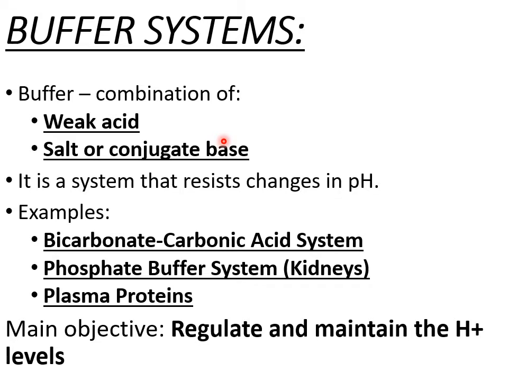And to help the buffer system, meron tayong tatlong major processes. So, number 1 dyan, the most commonly used by our body, is the bicarbonate carbonic acid system. Next naman, primarily by the kidney, is the phosphate buffer system. And lastly, the buffering process done by your plasma proteins. And again, this buffer system is to regulate and maintain the blood pH by maintaining the levels of the hydrogen compound.